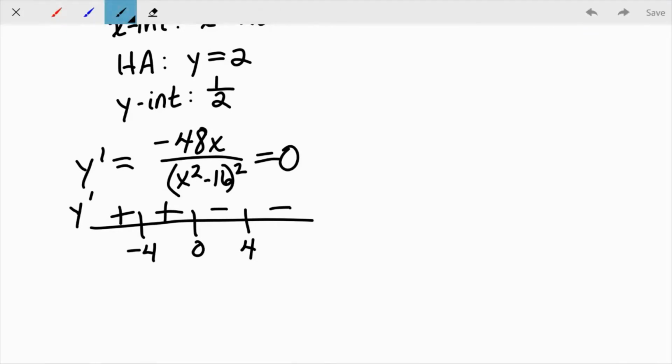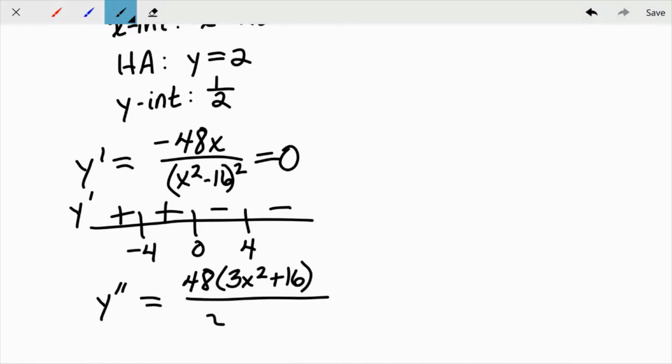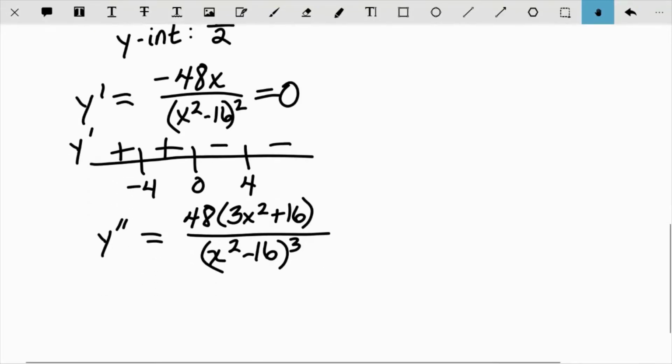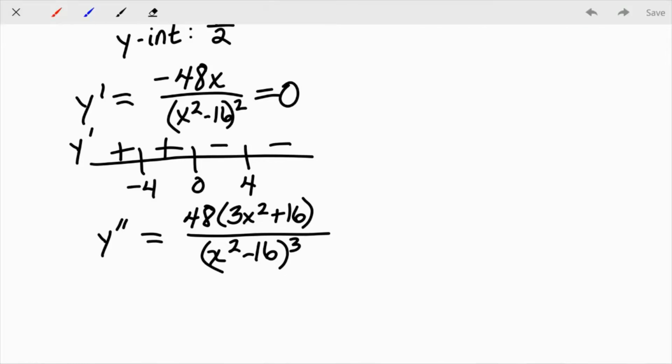All right, so now let's look at the same thing with the second derivative. With the second derivative, if I were to take the derivative and do all the algebra to simplify it down, it would simplify into 48 times 3x squared plus 16 divided by x squared minus 16 cubed. Now, if you look at that, there's not any points where the second derivative is equal to 0 because 3x squared plus 16 is never going to be 0. But I do still want to test around those vertical asymptotes again because I want to make sure I know what's happening with the concavity of my graph on these regions.